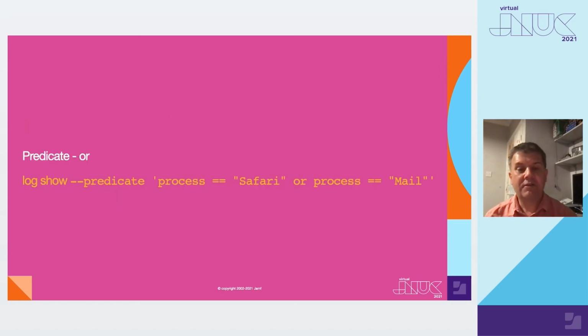We mentioned AND, so we used AND to search for a subsystem and a category. There's also an OR keyword, so you can use OR to find one item or another item. In this case, we're looking for either the Safari process or the mail process, so we'll get both Safari and mail event messages coming back. That's an OR.